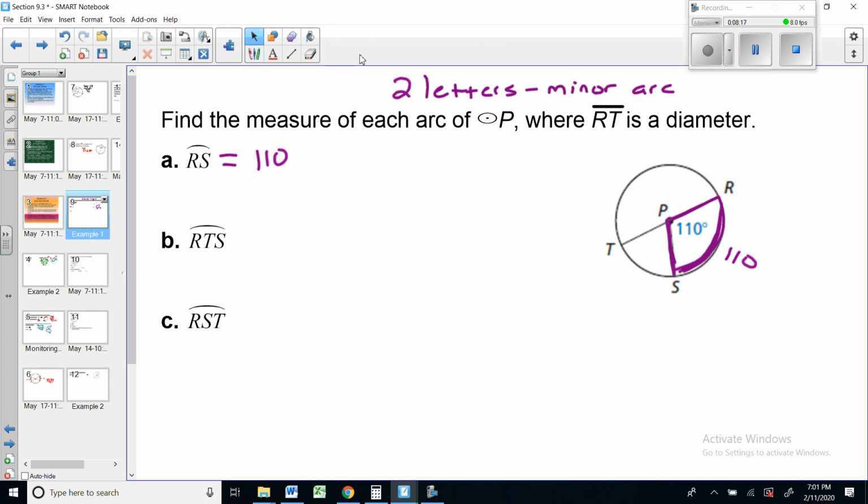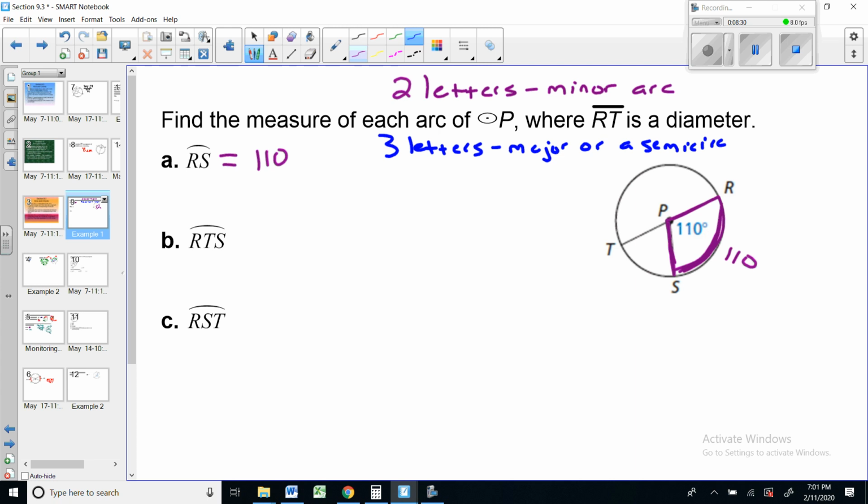If you have three letters in the name of your arc, it is a major arc or a semicircle, which means that if you have three letters in a name, you know automatically that the degree measure of the arc has to be bigger than 180, or it could be 180 itself. If there are only two letters, you know that the arc has to be less than 180 degrees.